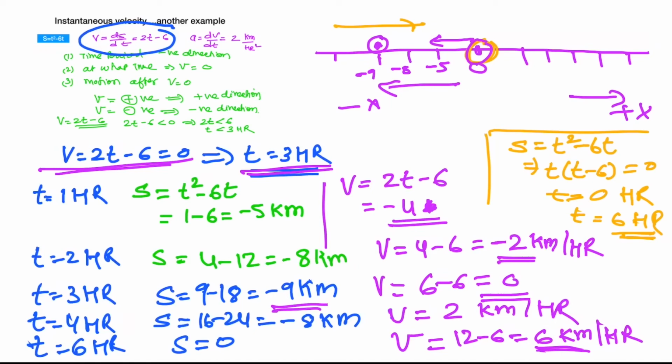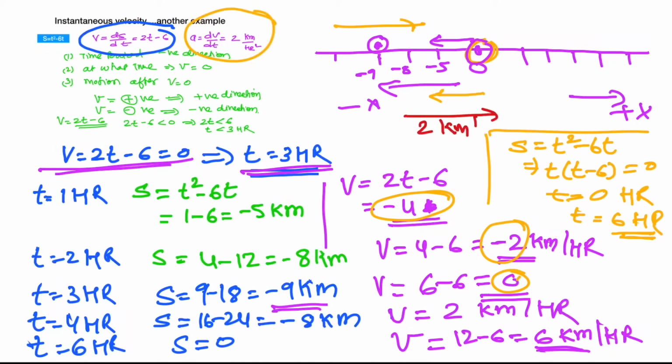So now you understood the motion of this car. The car started in the negative x direction with reducing speed. Initially it was minus 4, meaning 4 kilometer per hour in the negative direction. It became minus 2, meaning 2 kilometer per hour in the negative direction, and becomes 0. So this velocity in the minus x direction keeps on reducing. That is because of my acceleration. My acceleration A is plus 2, in the positive x direction, which is 2 kilometer per hour square.